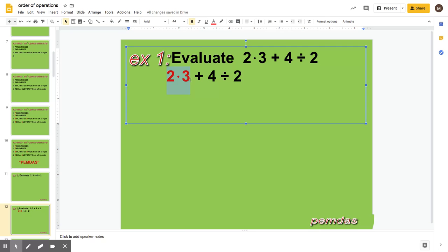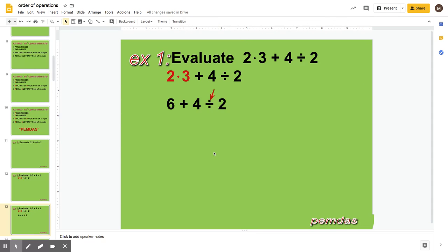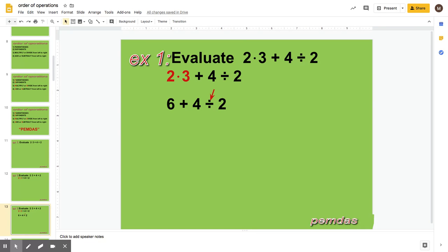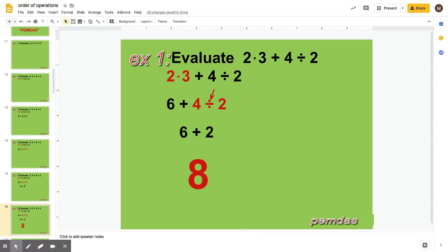2 times 3 will be 6. Now, everything else, I'll just bring it down, right? I'll bring down the 4, I bring down division by 2. Now, notice here, I have a division here. So this division needs to take place before the addition and subtraction. So 4 divided by 2 is what? That should be 2. And then now you can do 6 plus 2, which is 8.